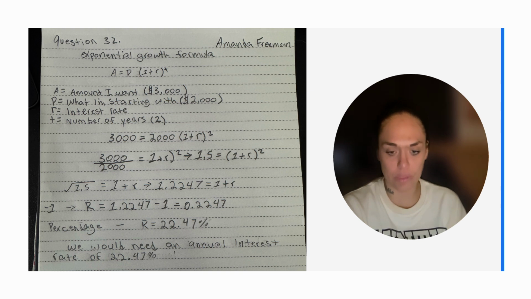I looked up the compound interest formula, which was the amount I want, which is A, and it's 3,000. P, what I'm starting with, which is 2,000. The R is the interest rate that we'll come up with, and then T is the number of years, so 2.